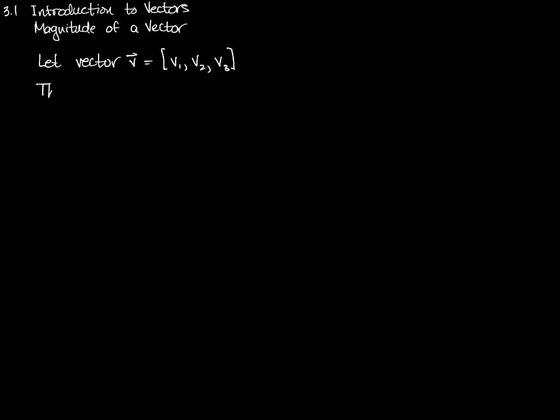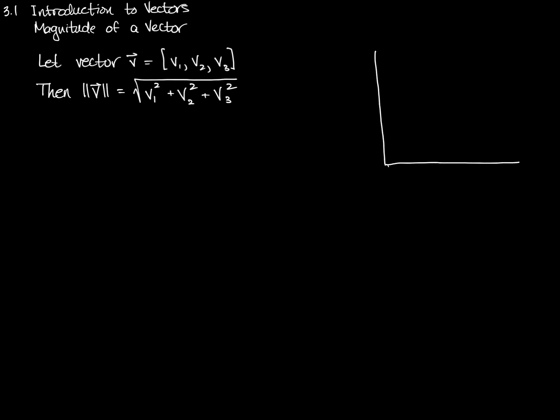Then if that's the case, the magnitude of vector v is equal to the square root of v1 squared plus v2 squared plus v3 squared. It's really just that simple. The question maybe now arises, why does that work?